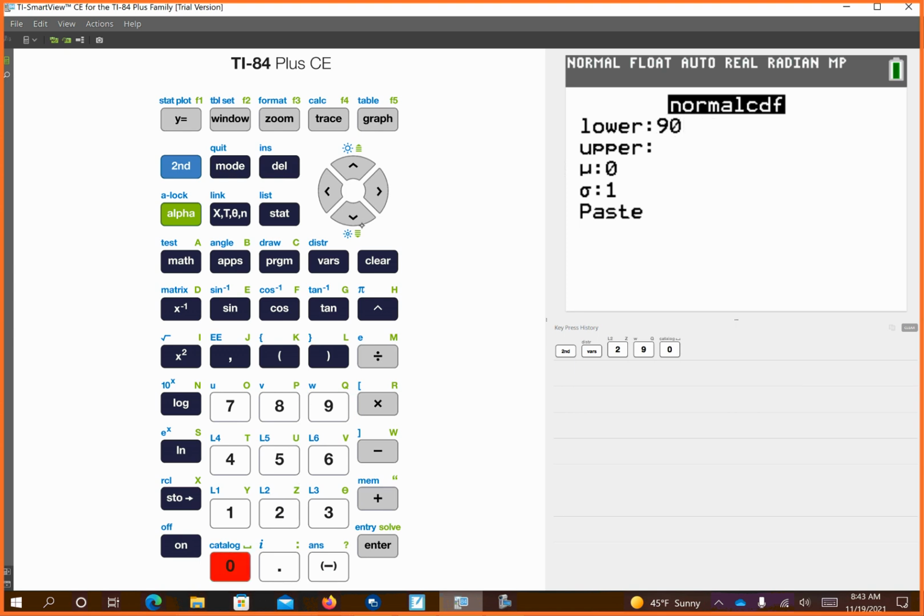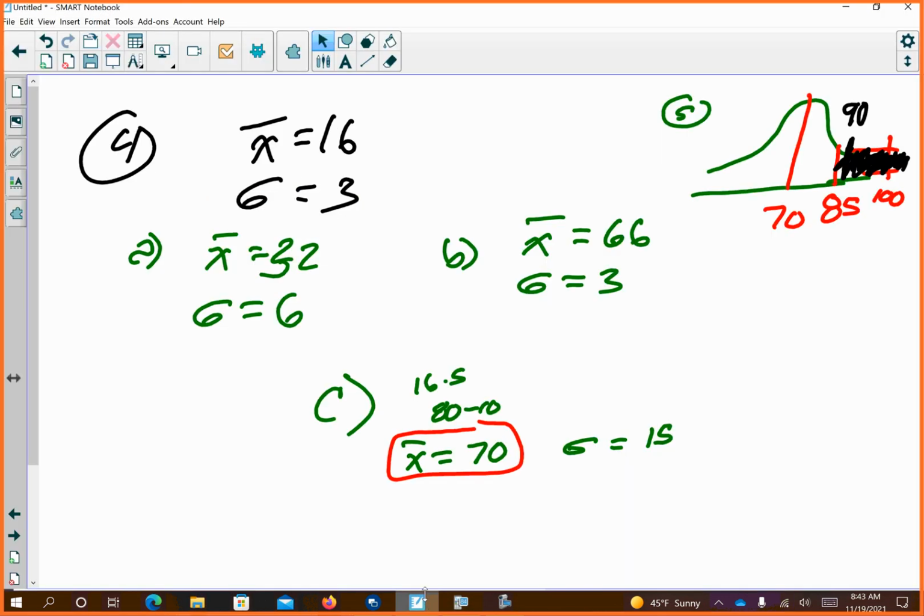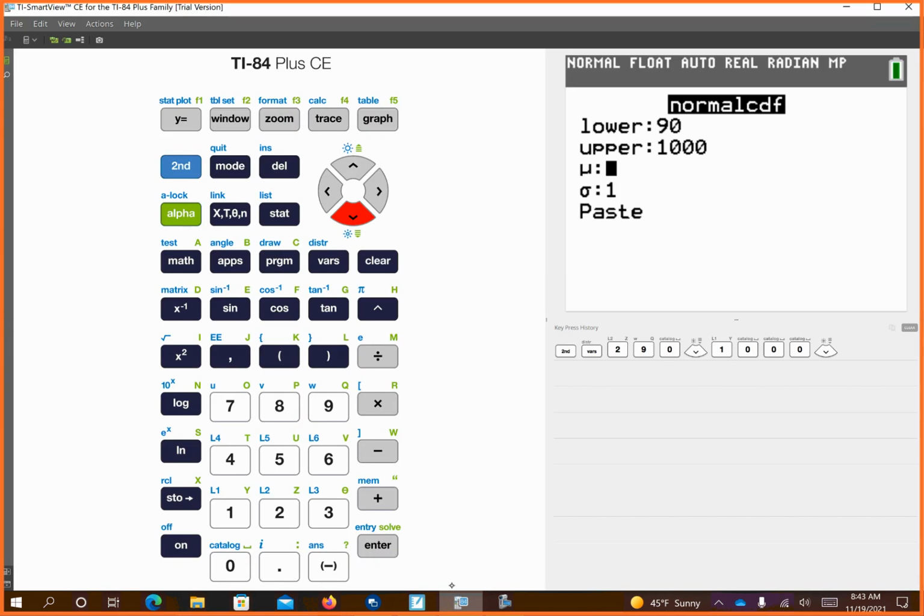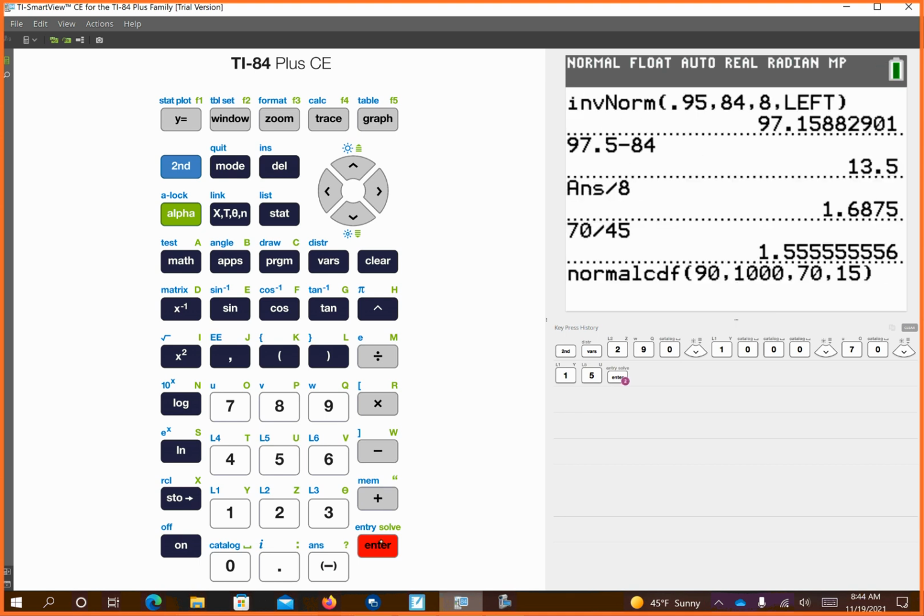I want to go 90 and go an upper score. Make your upper score much bigger than 90, so we can go 1,000. Okay, some people will go beyond that. And then, I forgot what the mean was. 70 and 15. Paste, enter one more time.